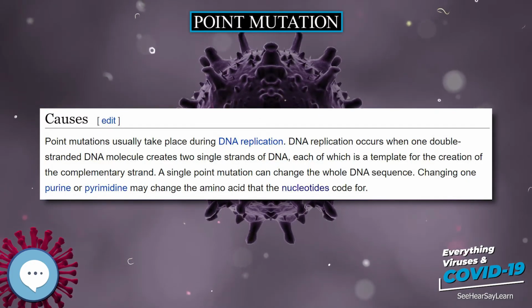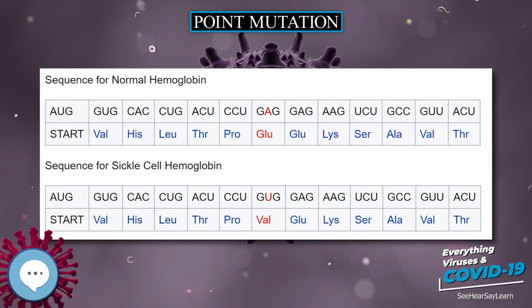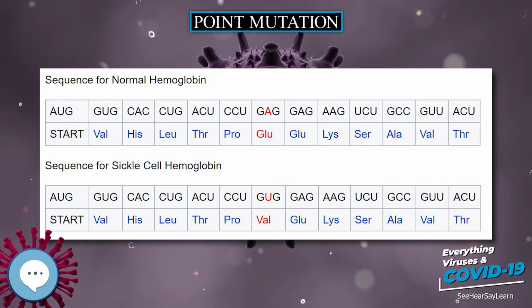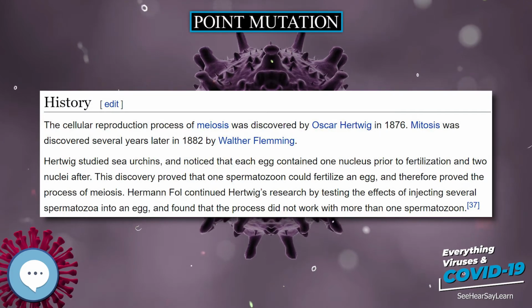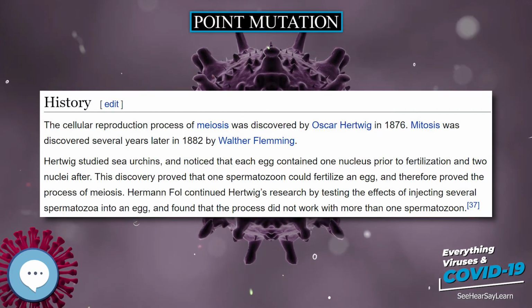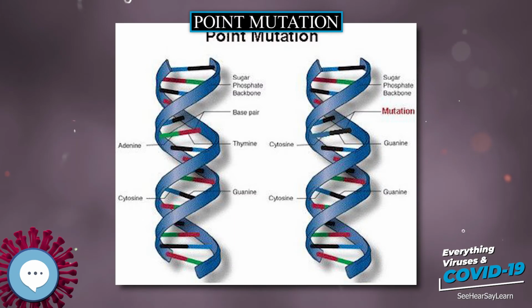Causes. Point mutations usually take place during DNA replication. DNA replication occurs when one double-stranded DNA molecule creates two single strands of DNA, each of which is a template for the creation of the complementary strand. A single point mutation can change the whole DNA sequence. Changing one purine or pyrimidine may change the amino acid that the nucleotides code for.